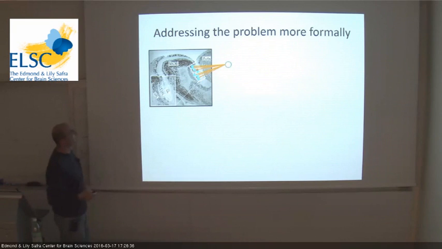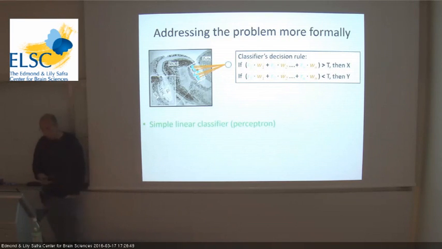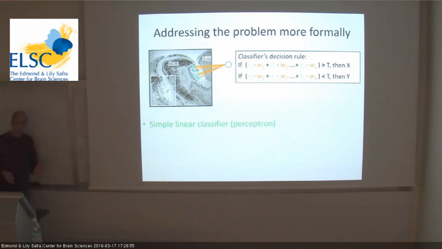So what we're trying to do here is pretend that we're a downstream neuron that reads information from A or B mitral cells. This is the classifier's decision rule. This is the Perceptron decision rule. And just for those of you who are not familiar, the Perceptron is a simple linear classifier. It's a very basic one. It's not even supported in MATLAB anymore because it's so old-fashioned, but it's still useful, I think.